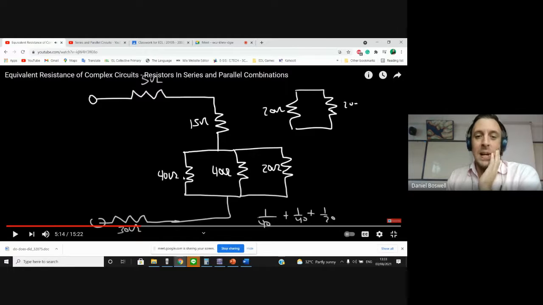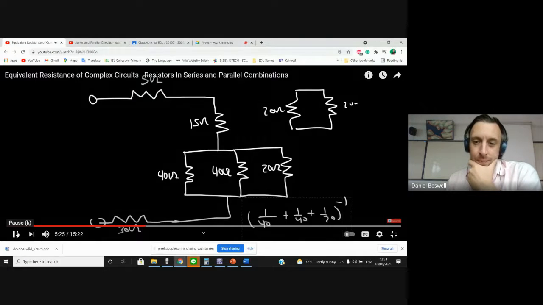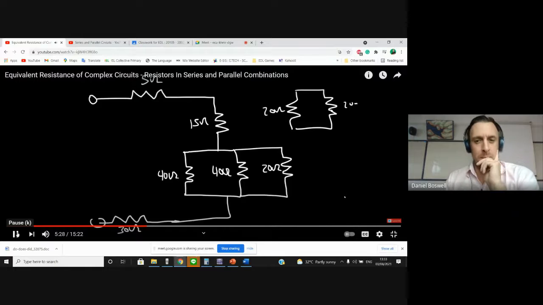Yeah, and this is the equation we could do. If we didn't know that you could half it, the equation you would do is 1 divided by 40 plus 1 divided by 40 plus 1 divided by 20, to the negative of 1. And the answer would be 10. So it all adds up to 10.